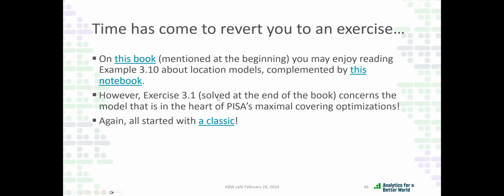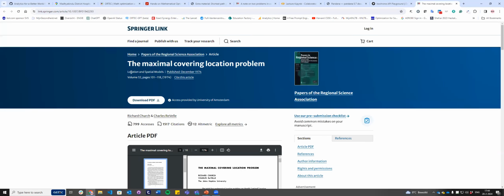And that exercise deals with exactly the same problem as locating the best subset of facilities in order to serve the highest number of people, as PISA does for instance, hospitals or COVID test centers or water wells or whatever. And again, it all started with a classic. The classic is, in this case, a paper called the Maximal Covering Location Problem, which is not that old. This one is already within my lifetime. 1959 for Dijkstra was prehistory for me. This is within my history.